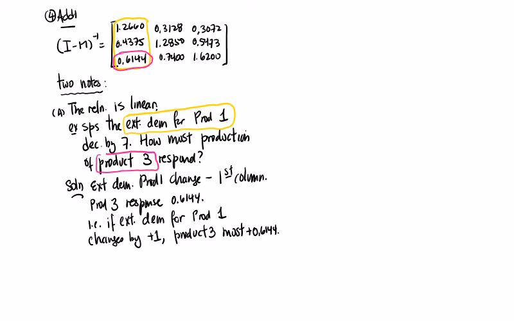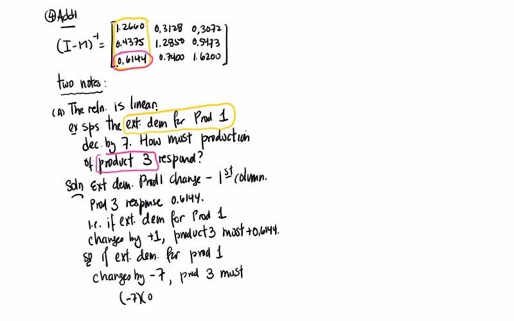So the fact that it's linear means that if the external demand for product 1 changes by -7, because it decreases, product 3 must change by -7 times 0.6144. Think of it step by step: if it goes up by 1, it changes by plus 0.6144. If it goes down by 1, it changes by negative 0.6144. If it goes down by 2, it changes by that twice. So that's the first fact.